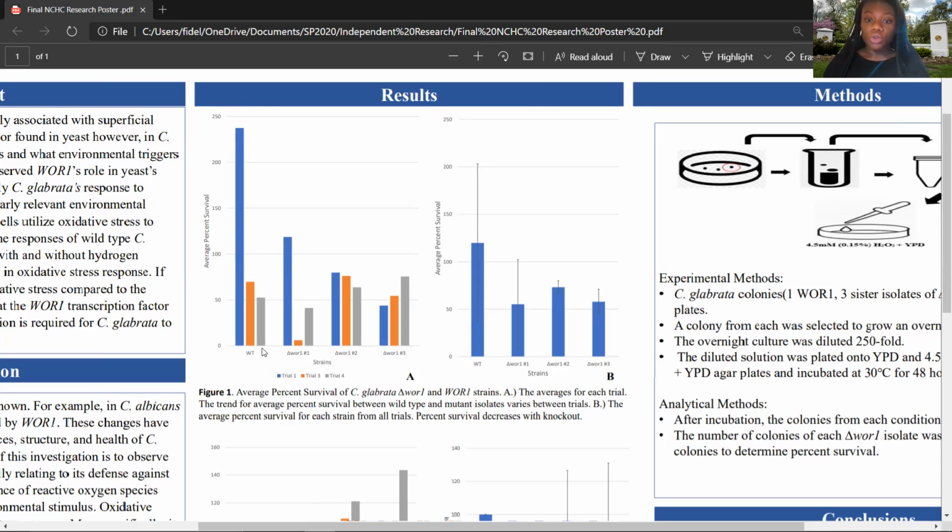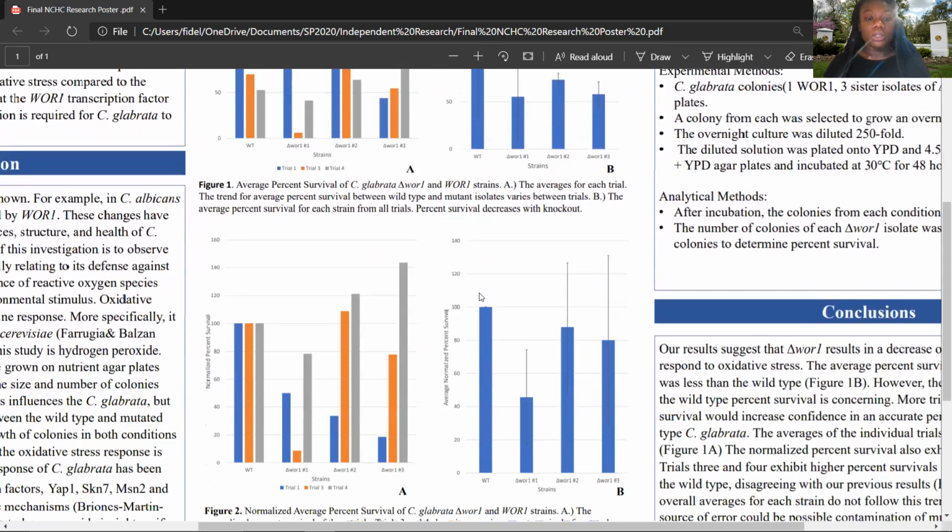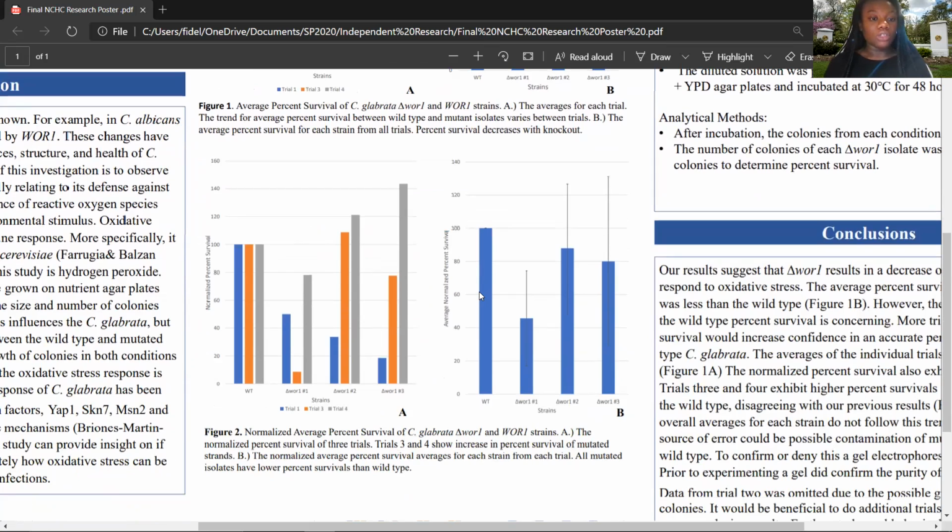So then I took the averages of all of those trials and then produced figure 1B, and the great variation between the trials is seen in the large standard deviation bars. And of course, having such a large standard deviation would make me not so confident in the results that I had. So my next step was to normalize my results, and that is what I got from figure 2. However, again, the overall trend was seen there that mutant strains of the Candida glabrata did not have such a better percent survival than the wild type.